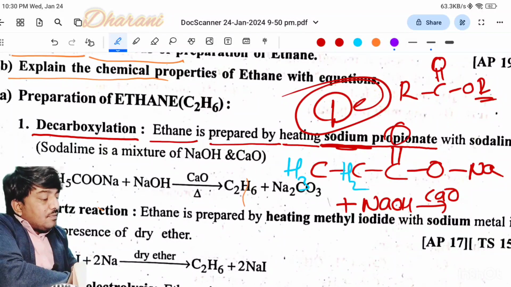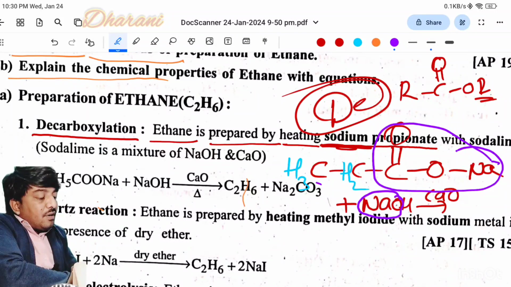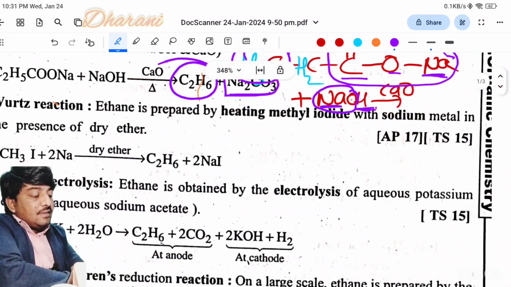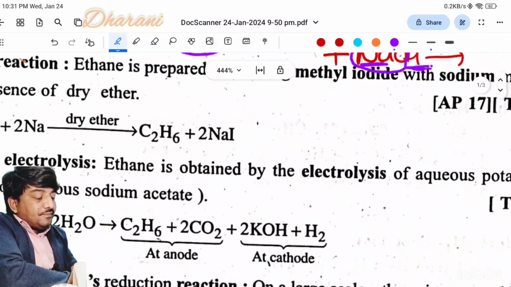Just remove NaO, which means removing Na2CO3. There are 3 carbons. Na2CO3 is removed, and the remaining carbons and a hydrogen are present. It is called C2H6. I will write the equation.